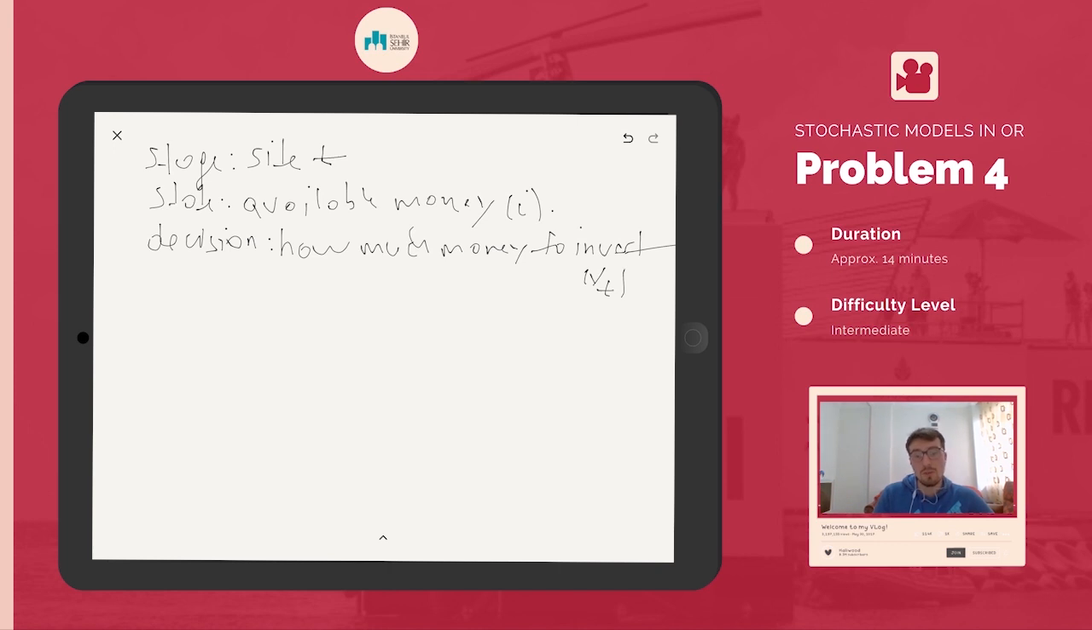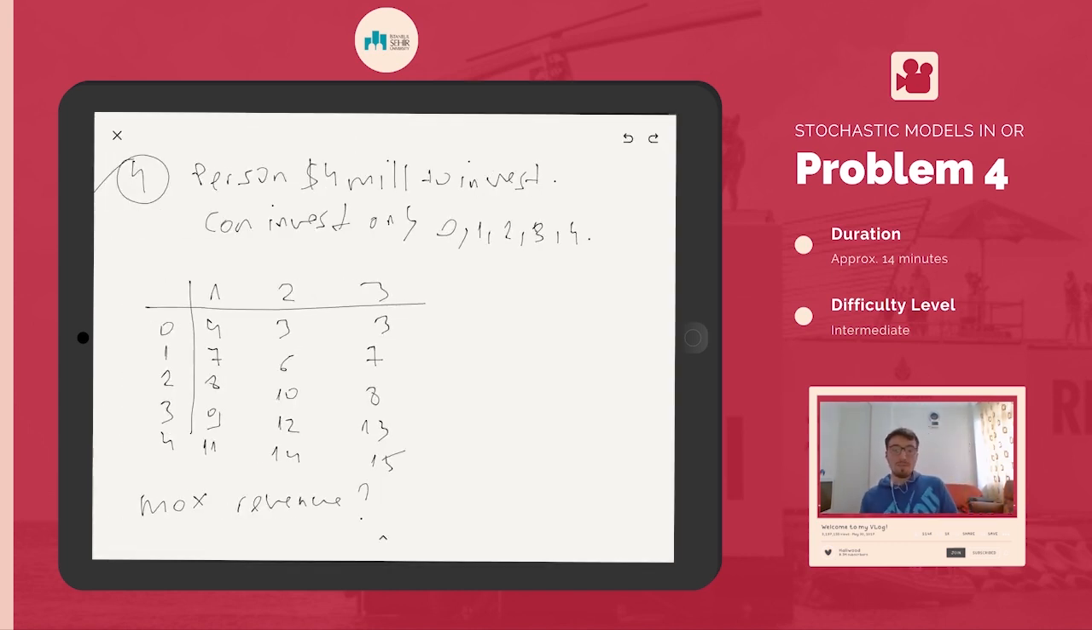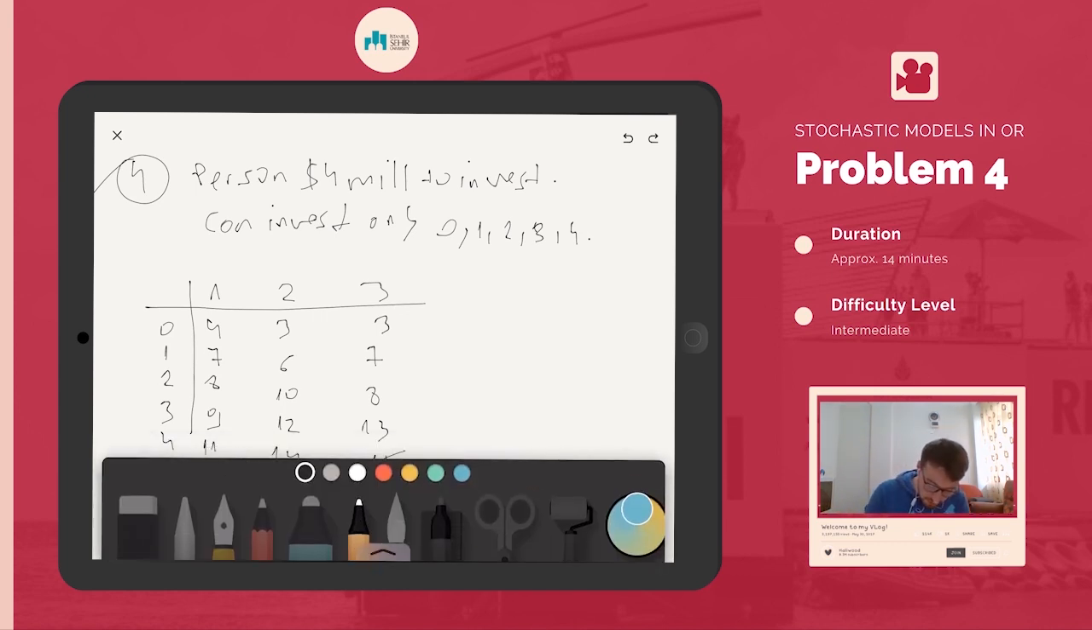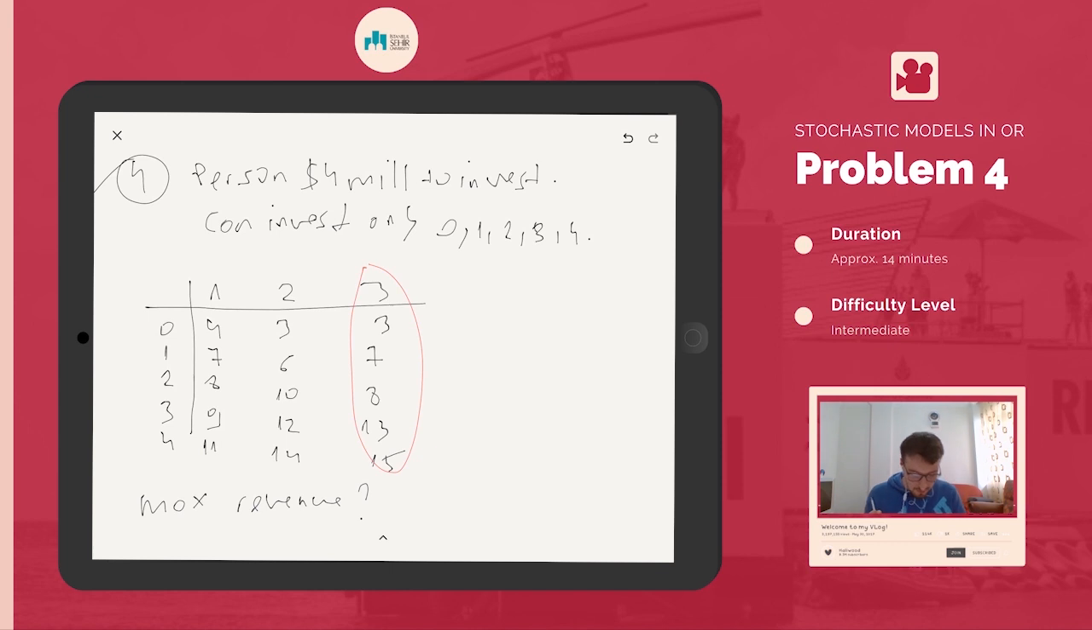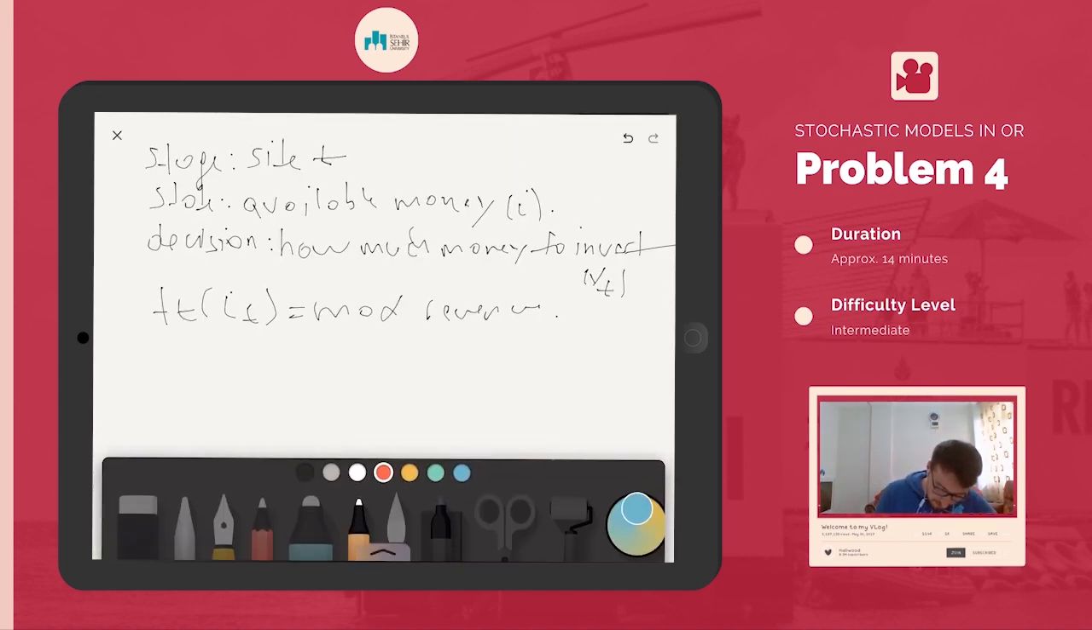The last thing we need to determine is our objective function. In this case, the objective function FTXT equals maximum revenue. Okay, we always solve these problems backwards. We start with stage number 3, which we called side number 3. Here we will consider these. Stage number 3.